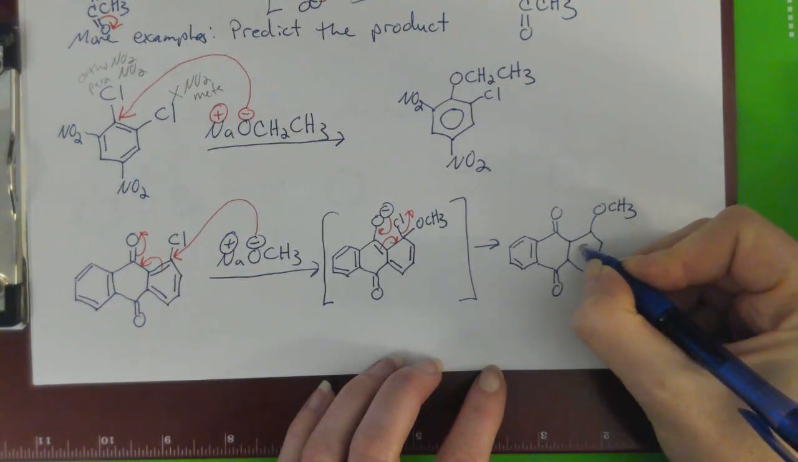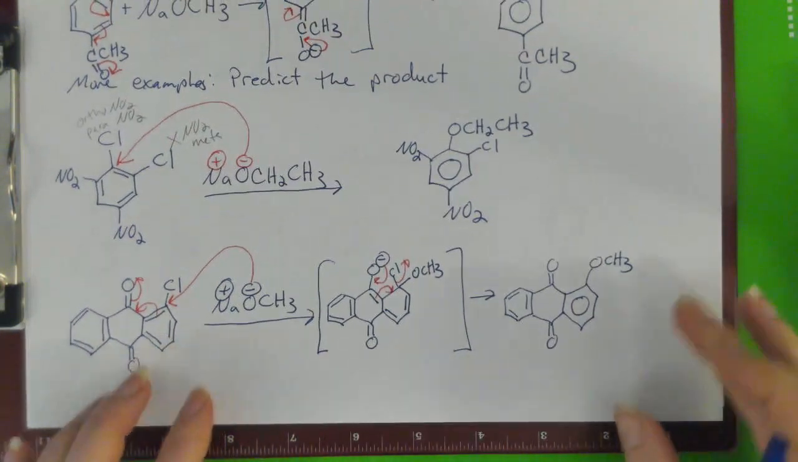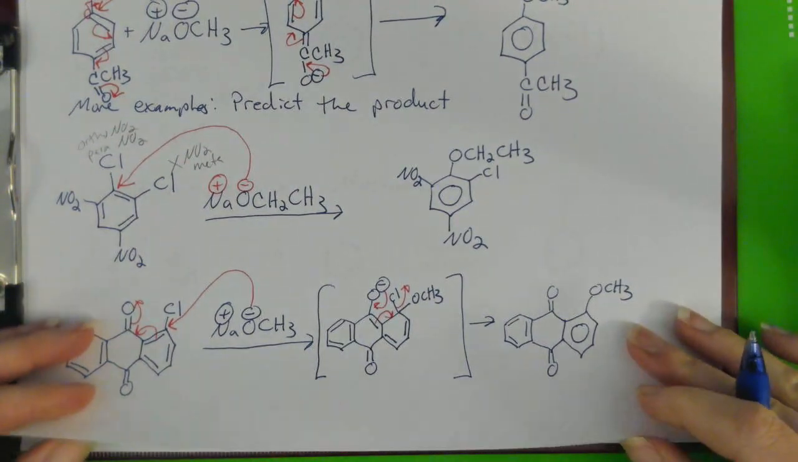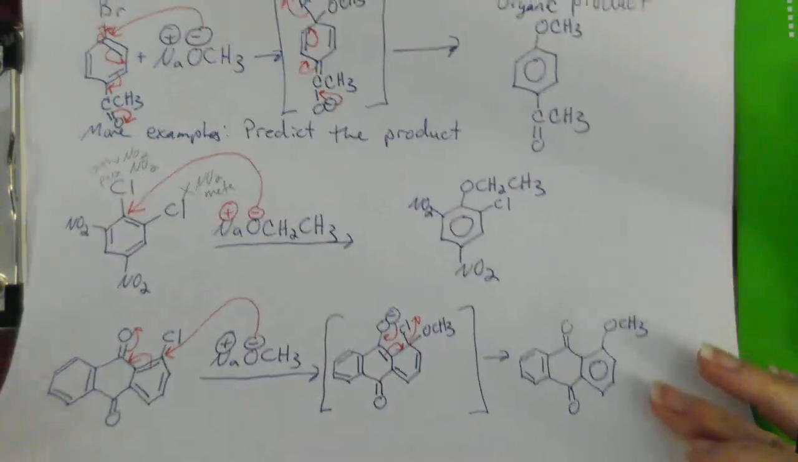If you want to be lazy and just go zoop, you can do that. Okay. All right. So these are some examples of the nucleophilic aromatic substitution with the type 1 aryl halide.